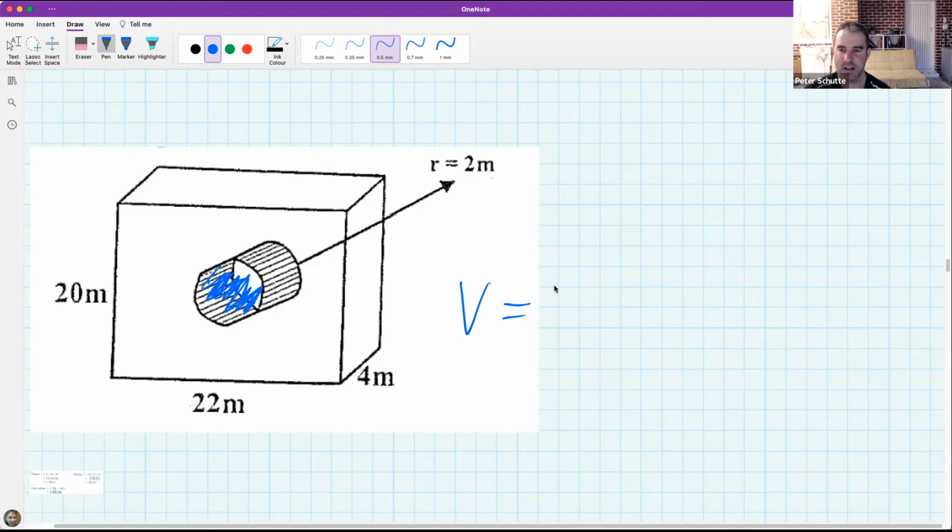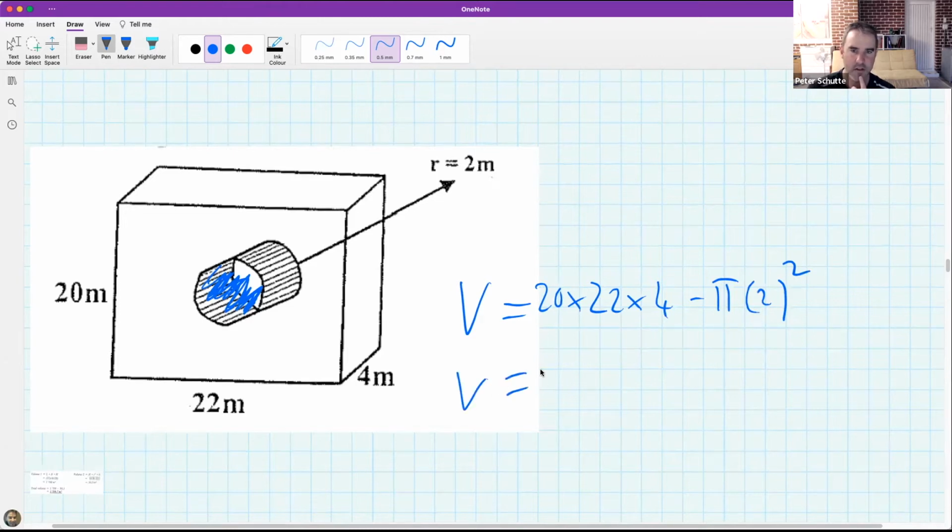Calculate the volume of the cylinder inside of it and then subtract it from the total volume. Perfect. So you basically find the bigger outer shape and take away the inner shape. So 20 times 22 times 4 gives me the outer shape. And then the inner shape is going to be pi r squared, which is 2 squared.